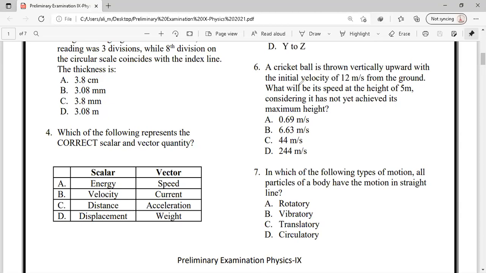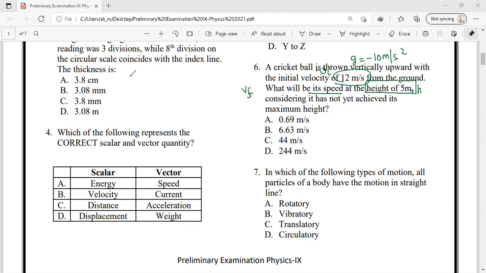Then we have question number 6. A cricket ball is thrown vertically upward, and this means that the gravitational acceleration on that body is minus 10 meters per second square, with the initial velocity of 12 meters per second. So we have the initial velocity. What will be the speed at a height of 5 meters? So we have to find the speed. It means this would become the final velocity, and the height is 5 meters. Consider that it has not achieved the maximum height.